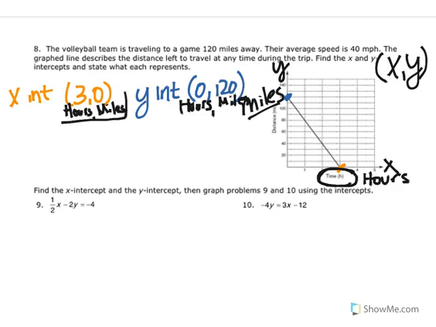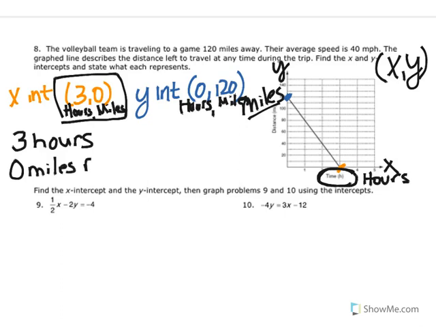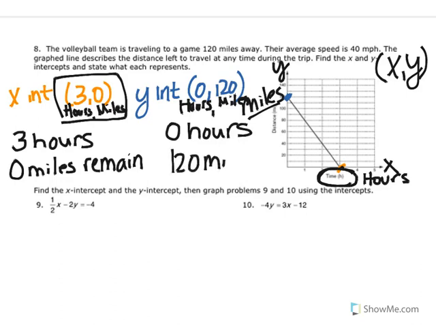So if I'm telling you what this point means, it's telling you that when they've gone for 3 hours, after 3 hours, there's 0 miles left to travel. I'm going to say 0 miles remain, because they've reached their destination basically. Now, the y-intercept, when they've gone 0 hours, meaning they haven't even started yet, they still have 120 miles remaining to travel. So basically, that's the total amount of miles they need to drive.